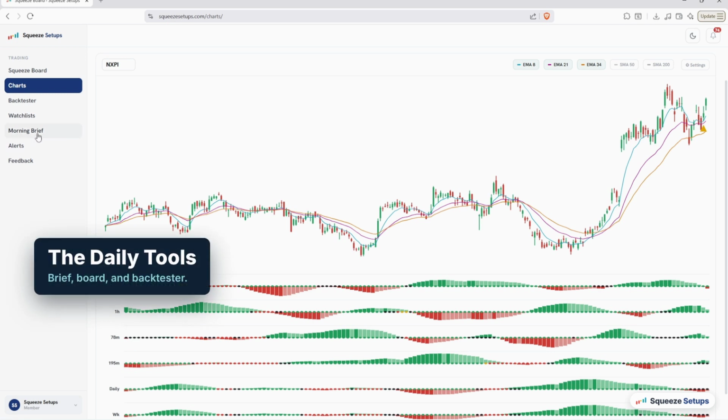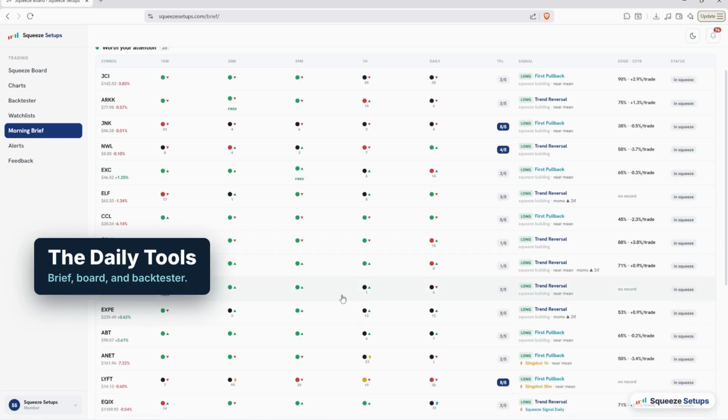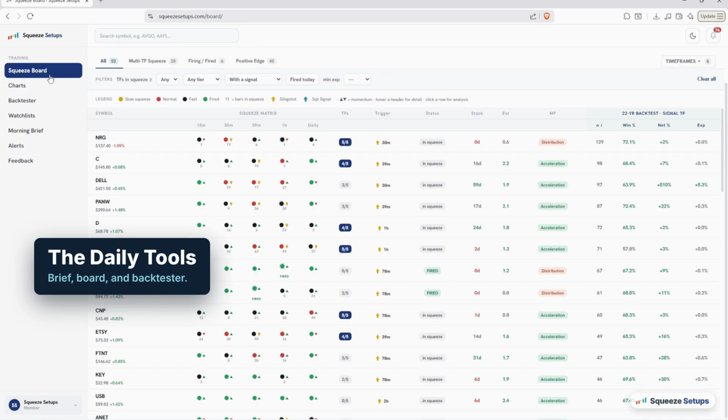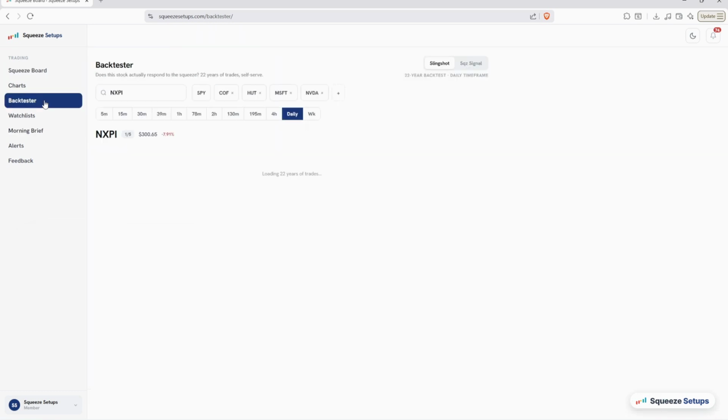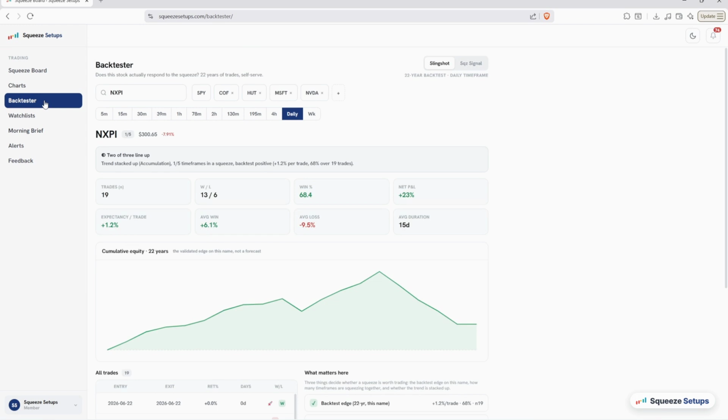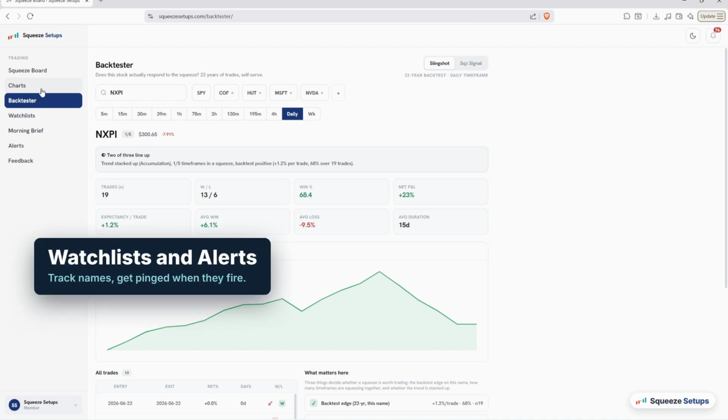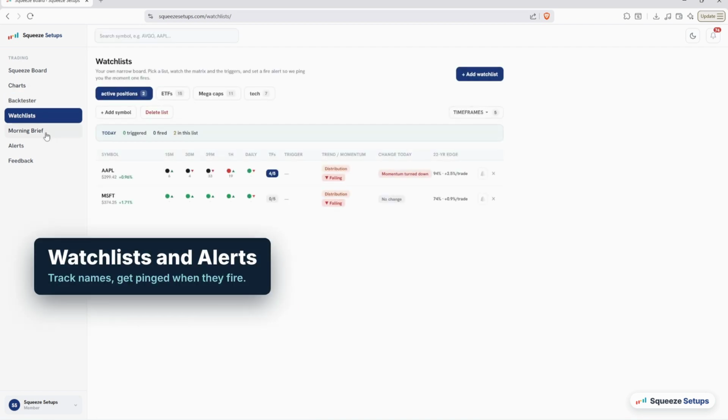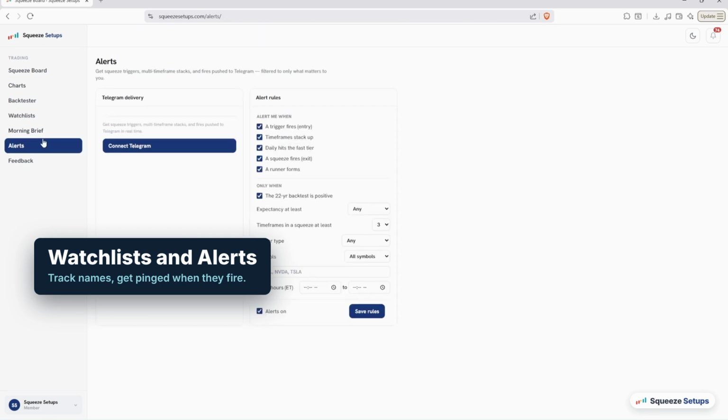We talked about how you can use the morning brief for finding where you might have a setup that's in play today, the squeeze board to identify all of the places where you have stocks that are in play, and the backtester to then do deeper diving into the handful of setups where you are interested in risking your capital. You can use Watchlists to create your custom watch list of setups that you'd like, and alerts to then better manage these positions and receive an alert whenever that squeeze fires.